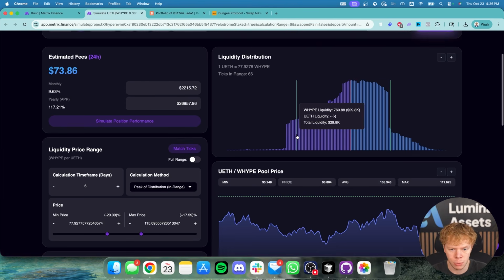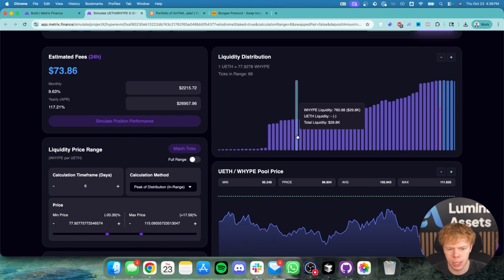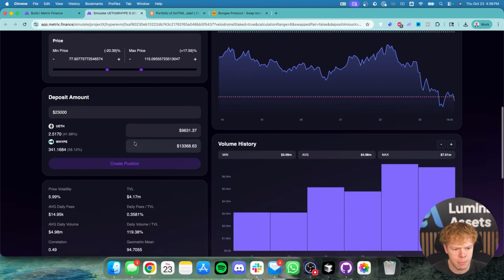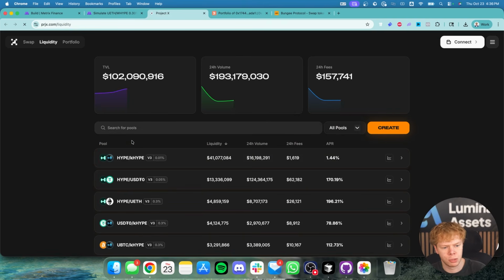because within liquidity pools, you can't just have every possible price point. The prices jump from 77.46 to 77.92 to 78.39. So consider these different price points for that matter. And then when we hit create position, this will take us over to the DEX directly on their liquidity page. And now it's up to us to create the position.